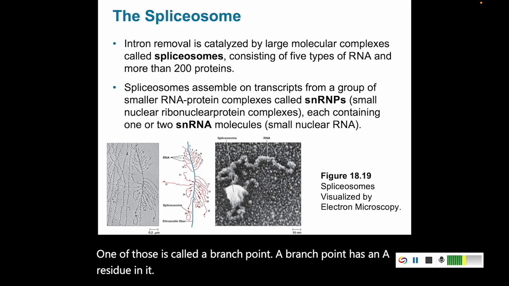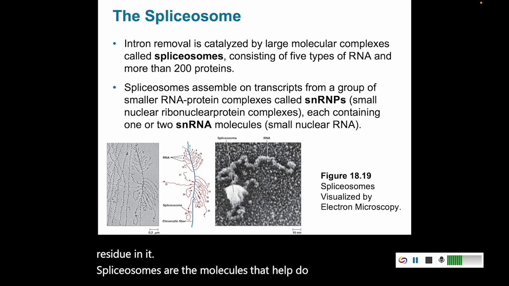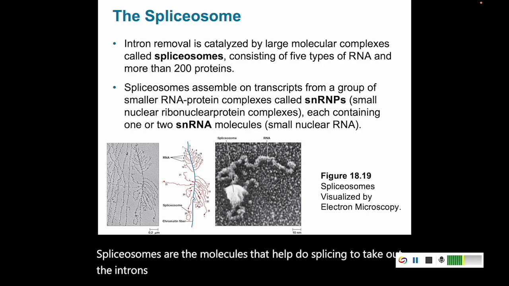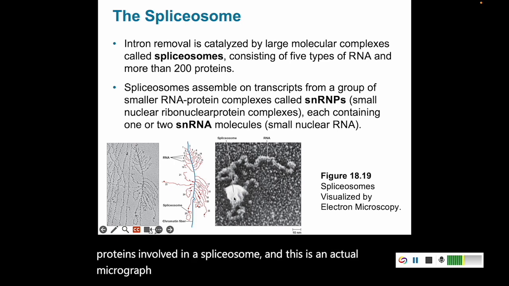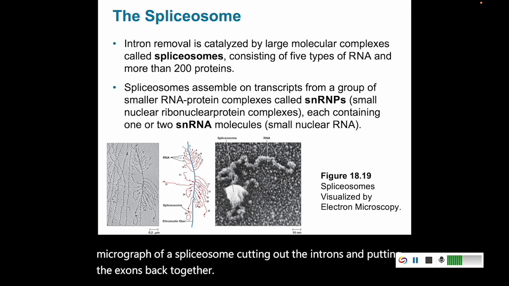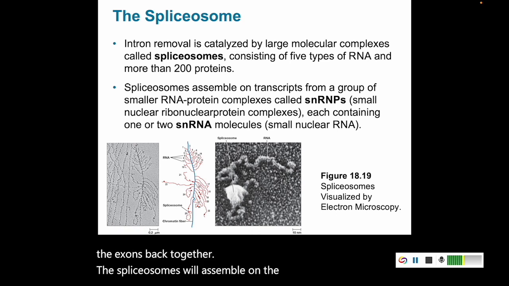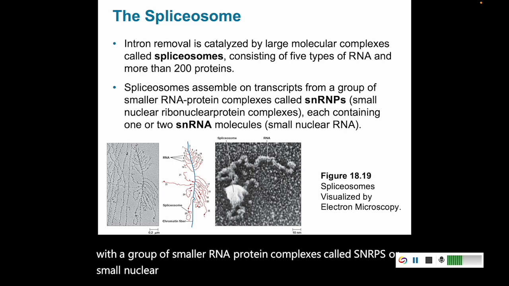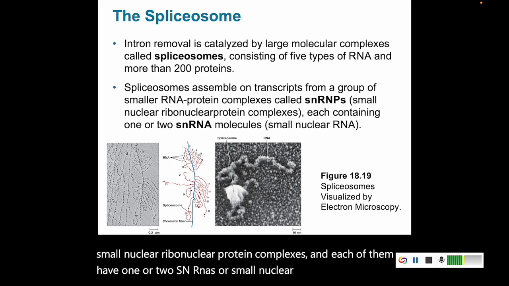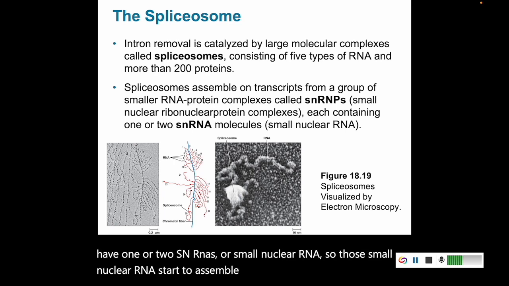Spliceosomes are the molecules that help do splicing to take out the introns. There are 5 types of RNA and more than 200 proteins involved in a spliceosome. Here, this is an actual micrograph of a spliceosome cutting out the introns and putting the exons back together. The spliceosomes will assemble on the transcripts starting with a group of smaller RNA-protein complexes called snRNPs, or small nuclear ribonucleoprotein complexes. Each of them has 1 or 2 snRNAs, or small nuclear RNAs. Those small nuclear RNAs start to assemble into this spliceosome to allow splicing to occur.